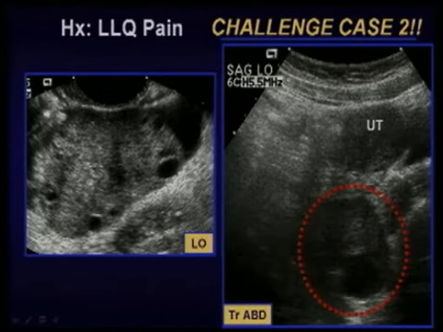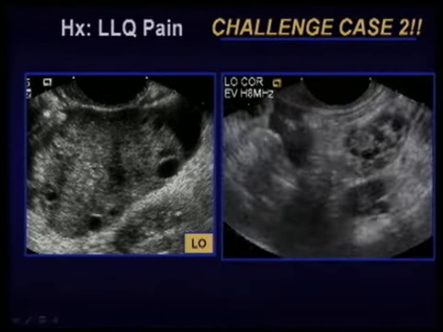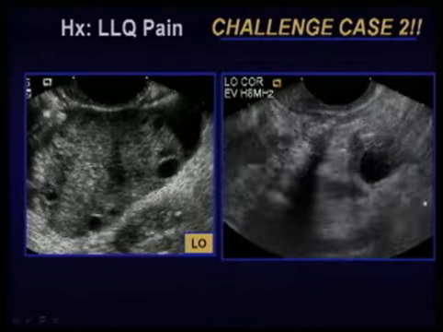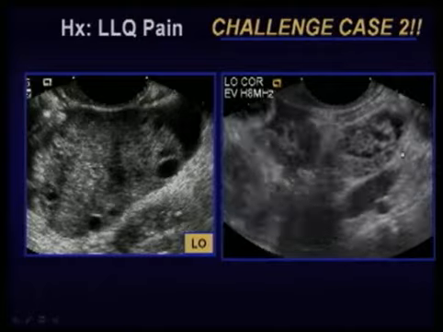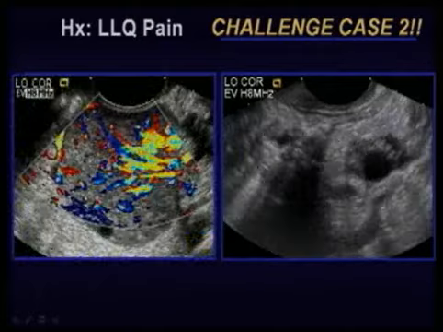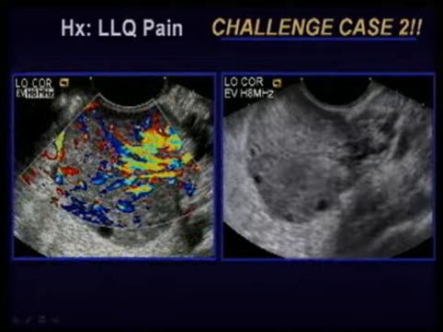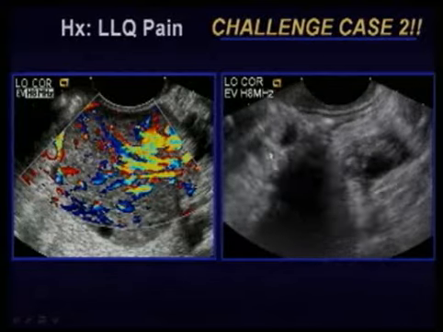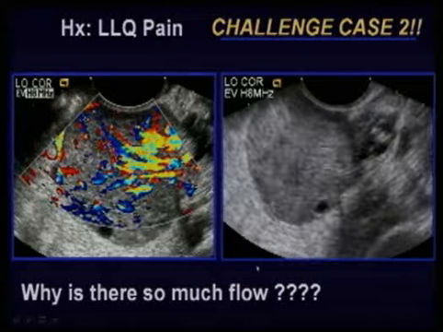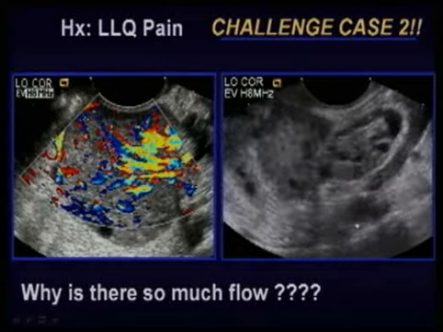If you look at the clip here, it looks like there's a pedicle that may be torsing, at least to a certain degree. The ovary is large and swollen. But when we put color on here, notice there is hyperemia to that ovary. Certainly not lack of flow, but increased flow. So the question is, why is the flow so hyperemic?